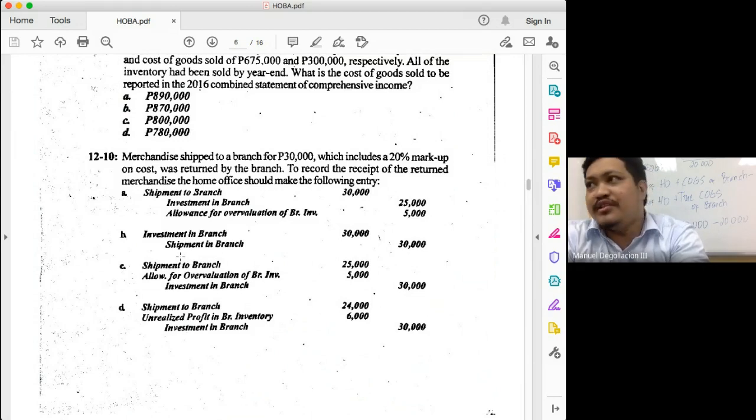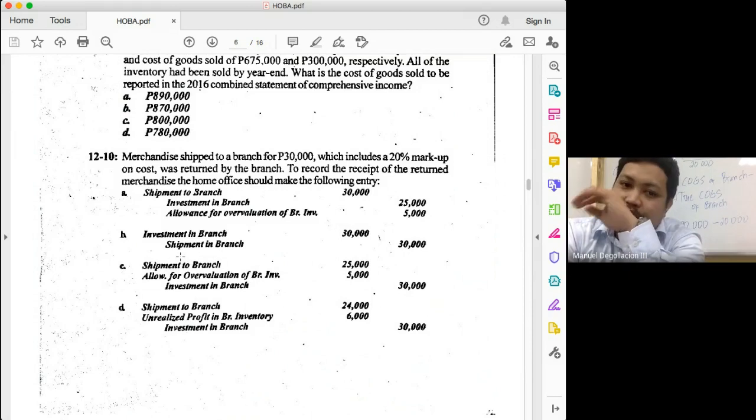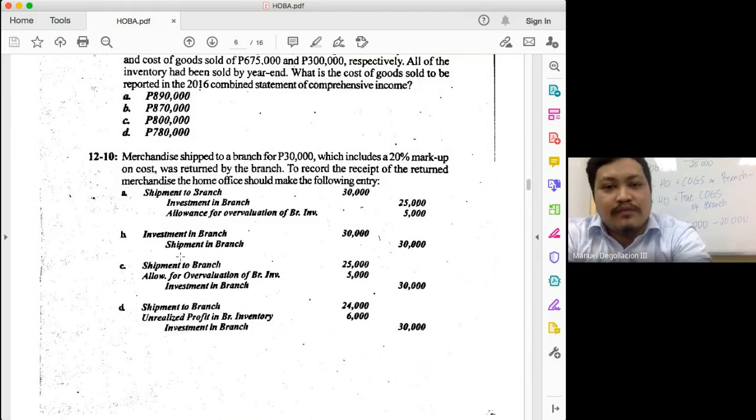And what's the difference between C and D? It's just a matter of the computation on the cost and the markup. What would you have done, class, if your answer is letter D? You multiply the 20% with the 30,000. What was your procedure if you answered letter C? You divided 30,000 by 120% to arrive at the cost. Now, which one is the correct procedure? Multiply 30,000 by 20% or divide 30,000 by 120%? Divide it by 120% because the markup rate is based on cost. So 30,000 divided by 120% will give you 25,000.